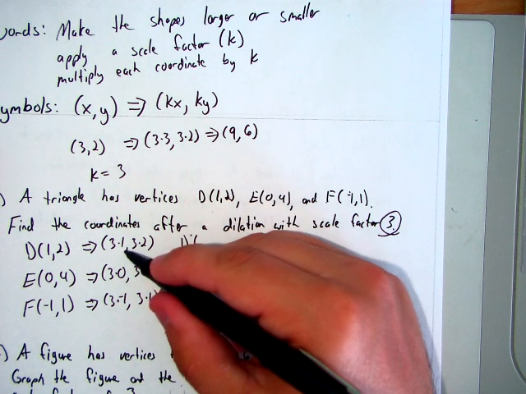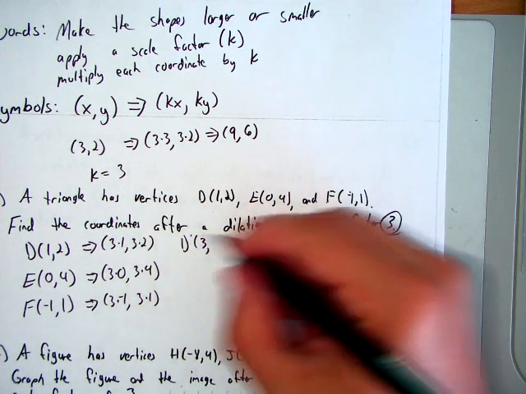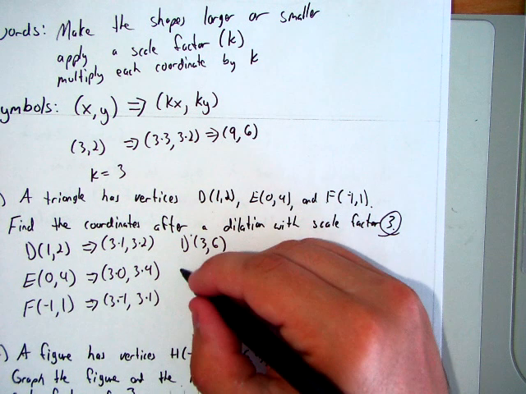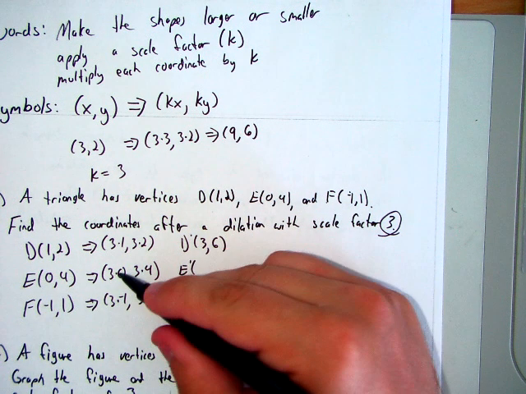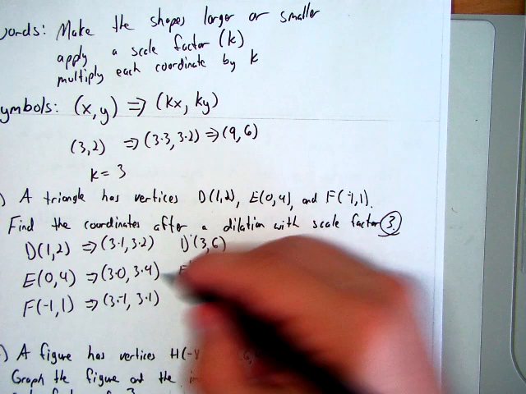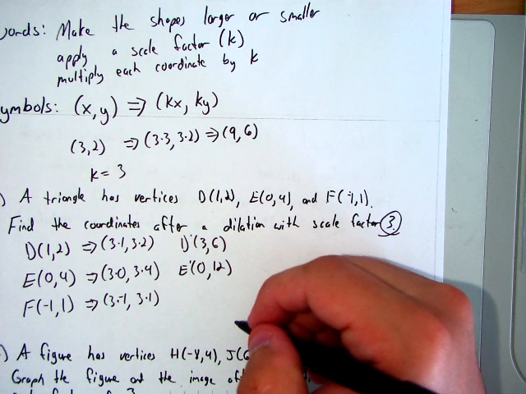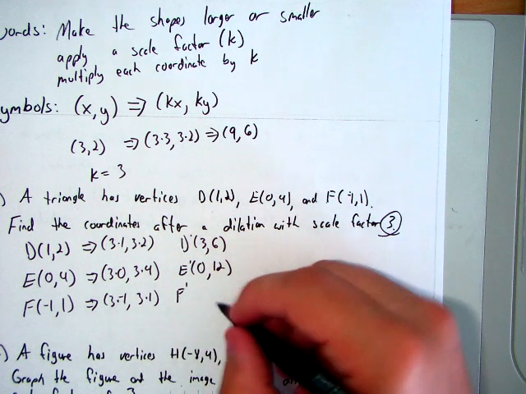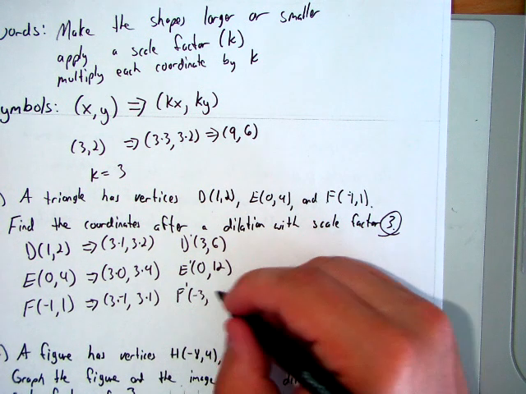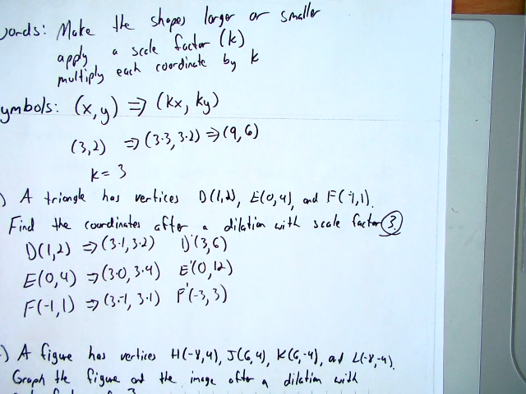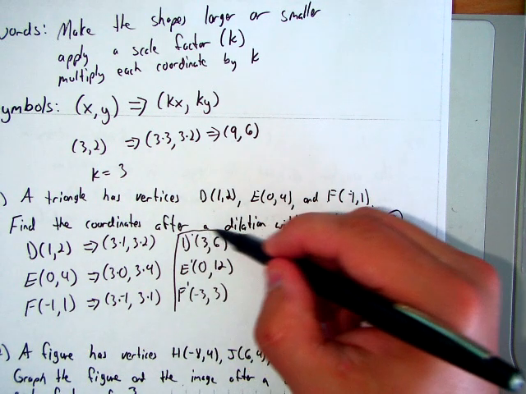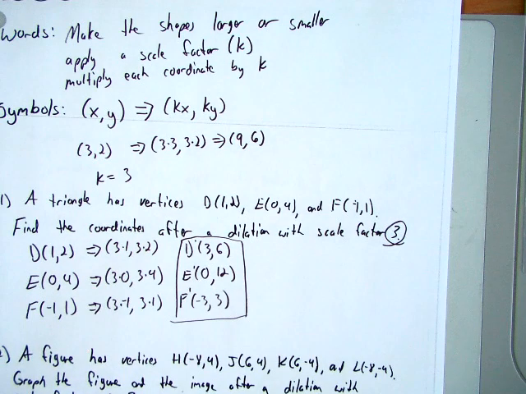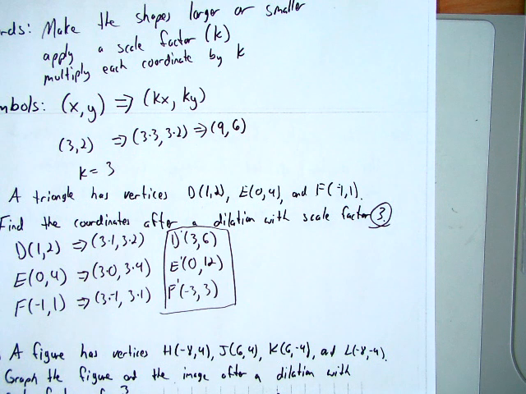So D prime then, 3 times 1 is 3, 3 times 2 is 6. E prime, 3 times 0 is still 0, 3 times 4 is 12. And F prime, 3 times negative 1 is negative 3, and 3 times 1 is 3. So those would be the new coordinates of my triangle after the dilation was applied.